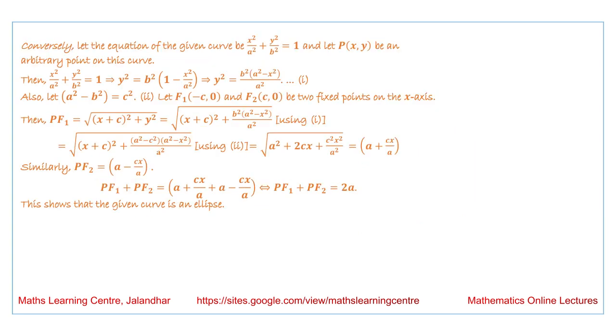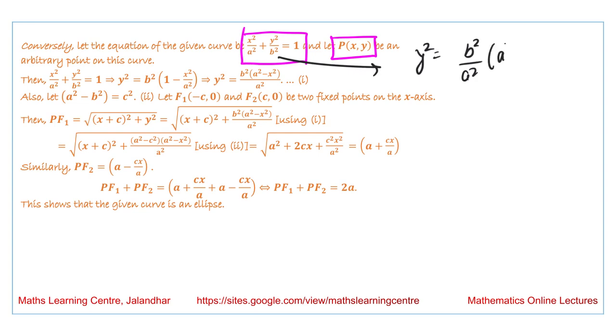Next, we are talking about the converse part. So we are saying, suppose a curve is given and its equation is x square over a square plus y square over b square is equal to 1, and P(x, y) is any point which lies on this curve. Then from this equation we can write y square is equal to b square by a square into a square minus x square, and we know that a square minus b square is equal to c square.